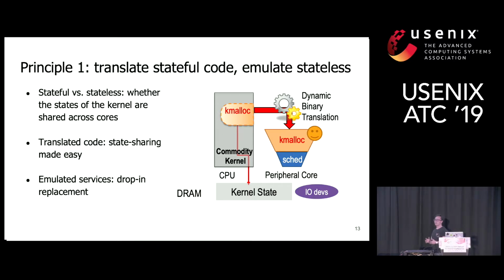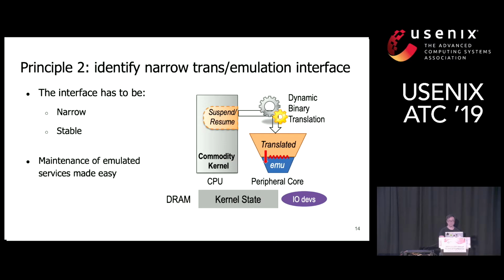Transkernel follows the following four principles. First, translate stateful code, emulate stateless code. By stateful code, we mean the offloaded code that must share state with the kernel, and stateless code does not. For example, we translate the kmalloc function because we want to maintain a single instance between the CPU and the peripheral core. However, we choose to emulate the scheduling services. Thus, the peripheral core has its own copy of a scheduler, which does not share state with the main kernel.